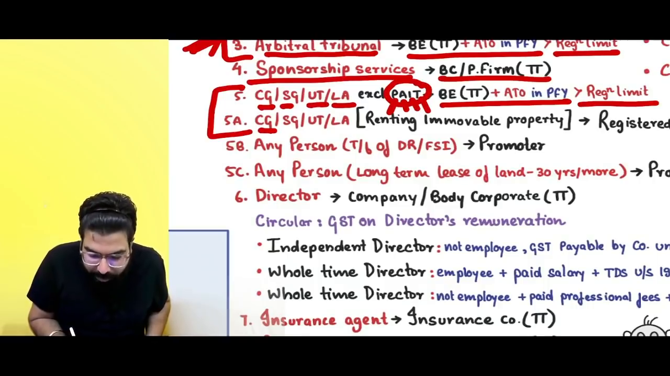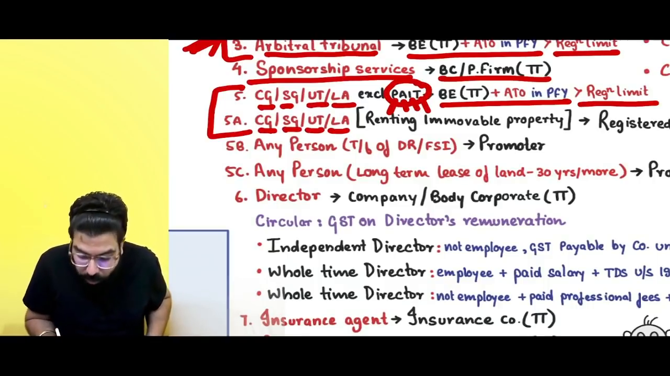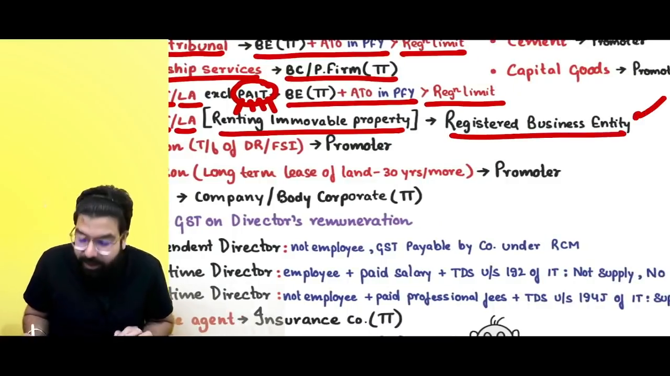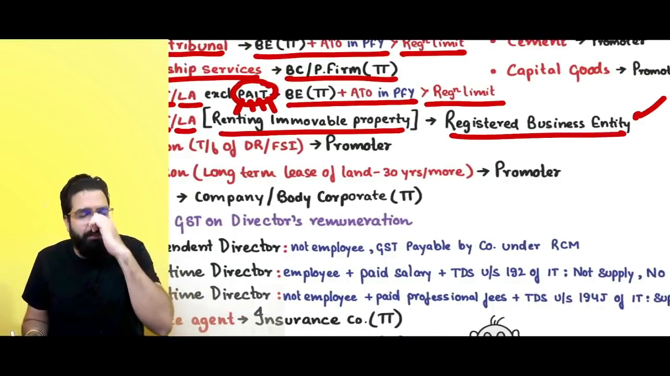Then central government, state government, union territory or local authority going ahead and giving renting of immovable property to a registered business entity pays under reverse charge mechanism.